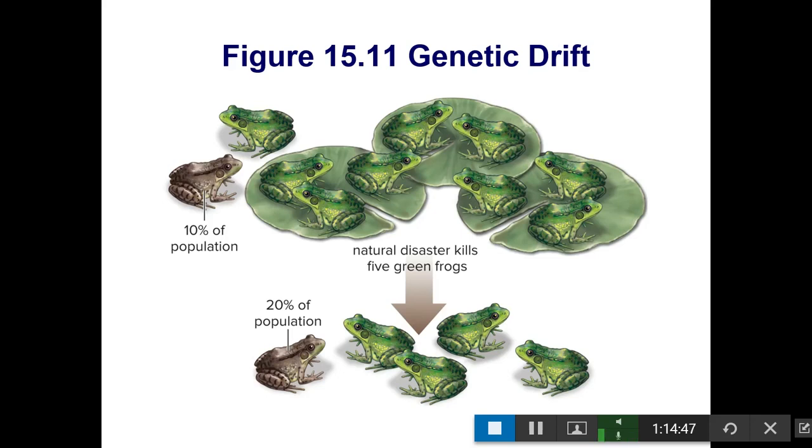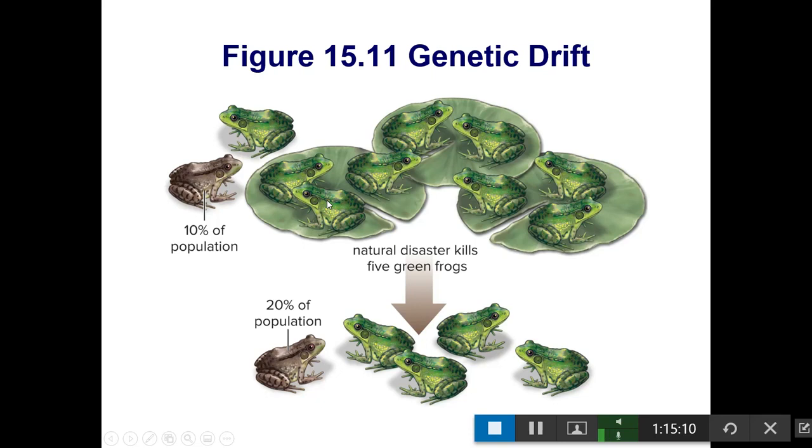Either way, what happens in these two types of genetic drift is we start off with a relatively larger population, and something happens to create a smaller population. So here we see several frogs. There's 10 of them. 9 are green and 1 is brown. So that means 10% of the population is brown, 90% green.